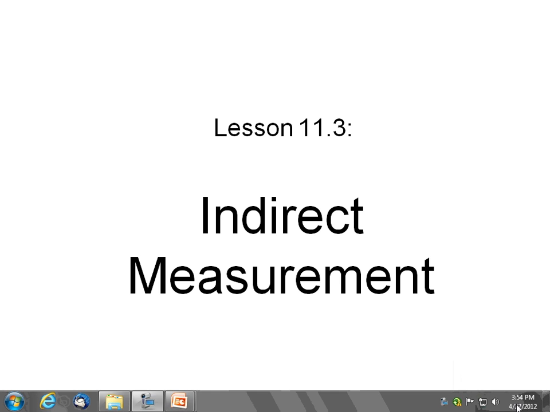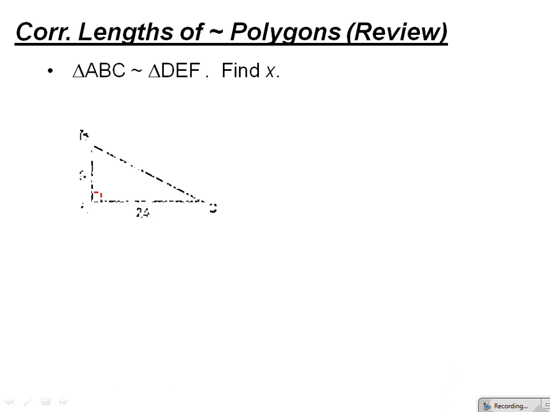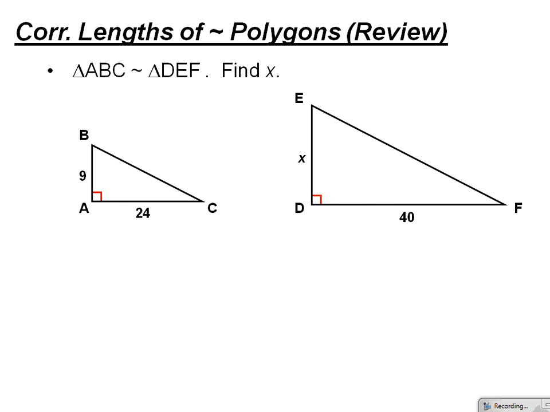Lesson 11.3 on indirect measurement. Let's do a little review before we get to today's lesson. Say we were given these two triangles and we were told that these triangles were similar. Triangle ABC is similar to triangle DEF. We're asked to find the length of x there.